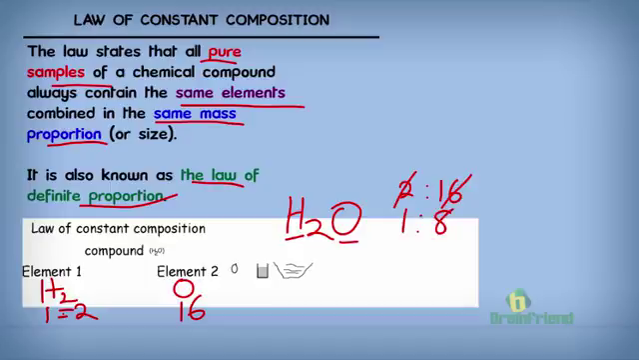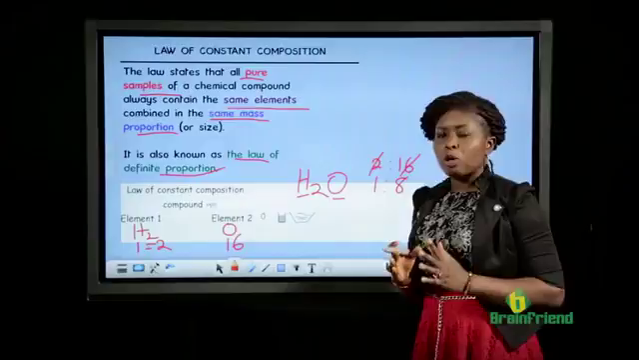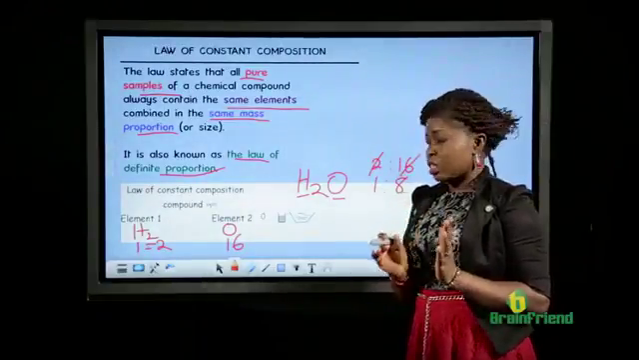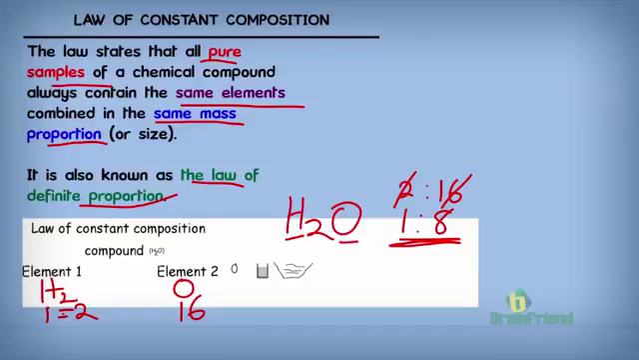Now, this law is telling us that for every pure sample of water, the ratio of hydrogen to oxygen would always be in this form of 1:8. So it doesn't matter if it's just a drop of water, or a cup of water, or even an ocean of water. So long as it is pure water, the ratio of hydrogen to oxygen would always be 1:8.